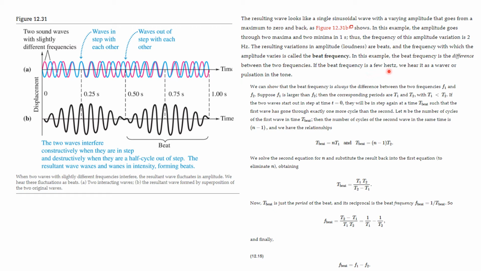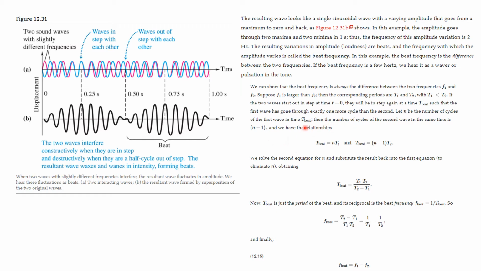If the beat frequency is a few hertz, like it normally is in ultrasound, we hear it as a waver or a pulsation in the tone. And in another video, I let you listen to this. Now we can show, and I'm going to do that right now, that the beat frequency is always the difference between the two frequencies. And one of them is f1 and the other one is f2.